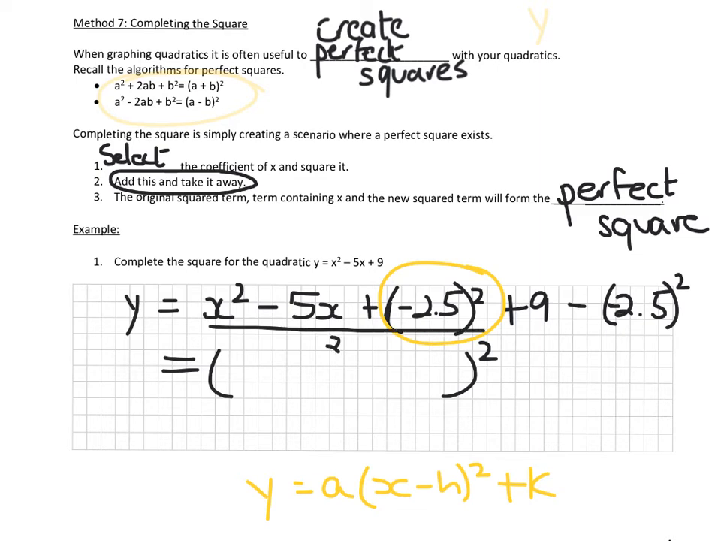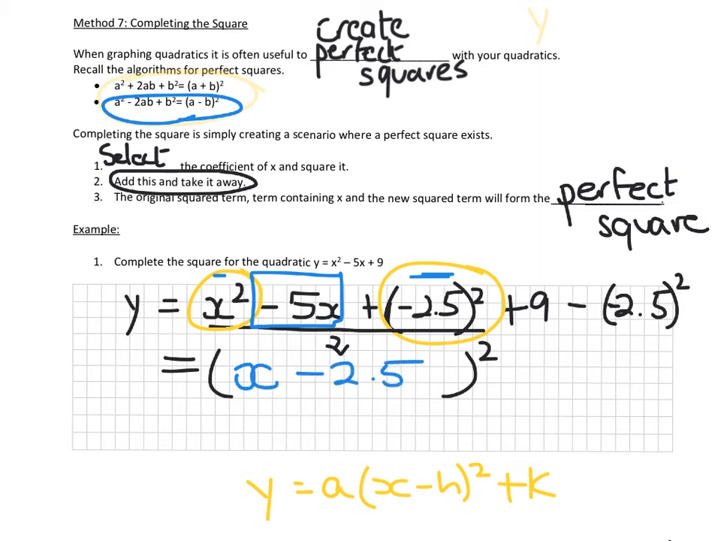And the way it forms it is that we've now got, if you look at this, a squared term, another squared term, and then a term inside here which is 2 times this one times that one, which is exactly the same as a perfect square here. So what this becomes is (x take 2.5) all squared, and then we just simplify the rest. So that's going to be plus 9 take 2.5 squared, which is going to be 9 take 6.25.